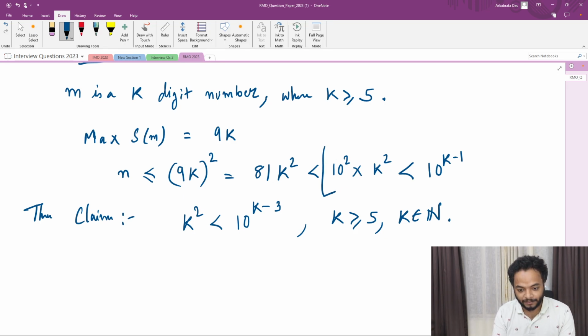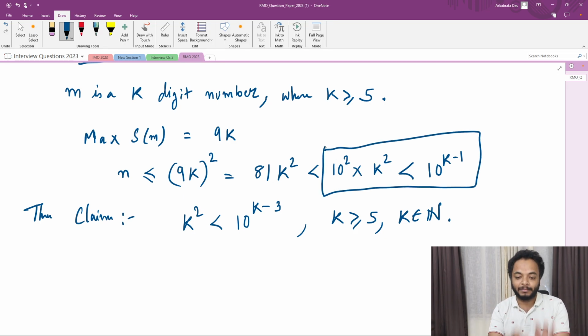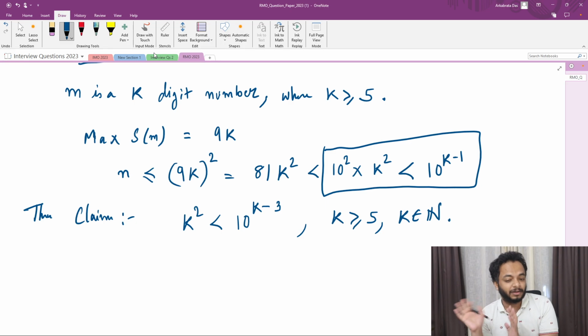If I'm able to show this, I'm done, because m I have taken to be a k digit number, and n is greater than m, so I'm finally getting that n is strictly less than 10 to the power k minus 1, whereas n should be greater than or equal to 10 to the power k. Equal to also won't be possible, because if m is 10 to the power k, then n should be greater than that. So if I'm able to show this, I'm done. That's why I'm claiming this.